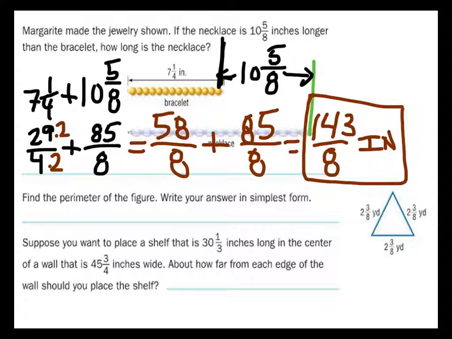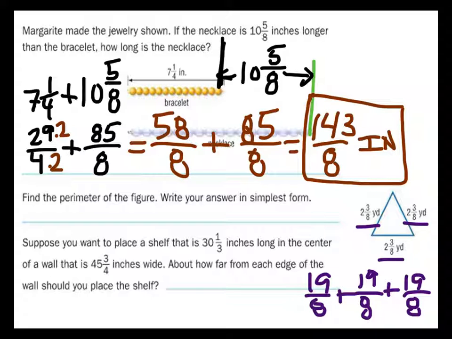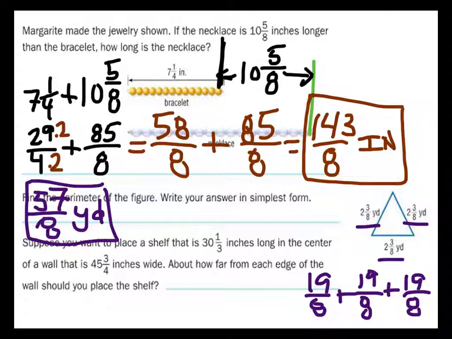If we look at this next example, find the perimeter of the figure. Can anyone tell me how you would find the perimeter of any figure? Carly, say it louder. You add the sides together. Add the sides together. So you got 2 3/8 plus 2 3/8 plus 2 3/8, okay? So this would give you 19 eighths plus 19 eighths plus 19 eighths. So that would give you 57 eighths in yards. Done. That's all I need.